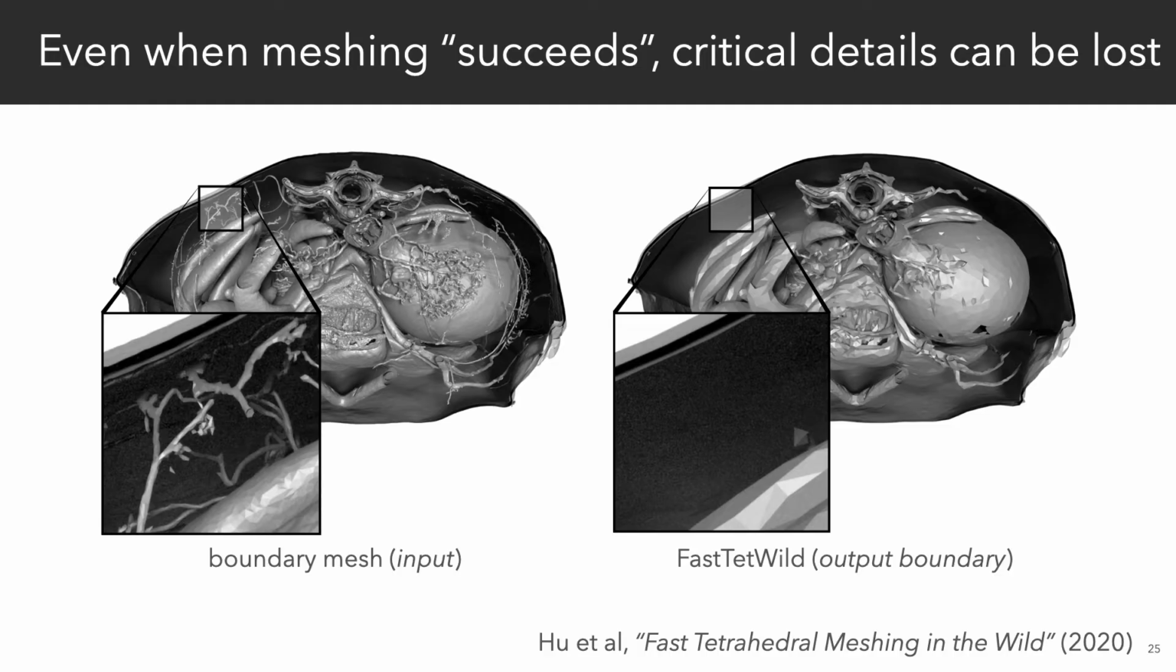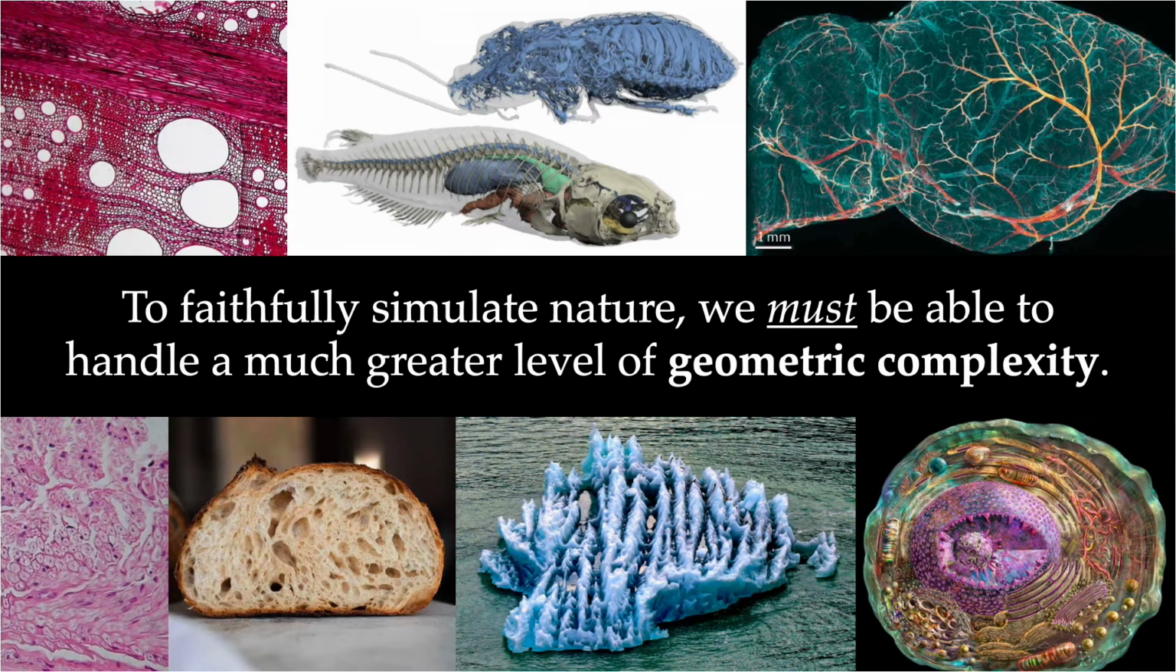And even if the meshing algorithm terminates, it can come at a cost like missing important surface detail, like vessels in a 3D model of the heart, that completely change the meaning of a PDE solution, modeling, for instance, oxygen or blood flow. And so, to faithfully simulate nature and the physical world, we must find ways to handle a much greater level of geometric complexity than what our solvers are currently capable of.